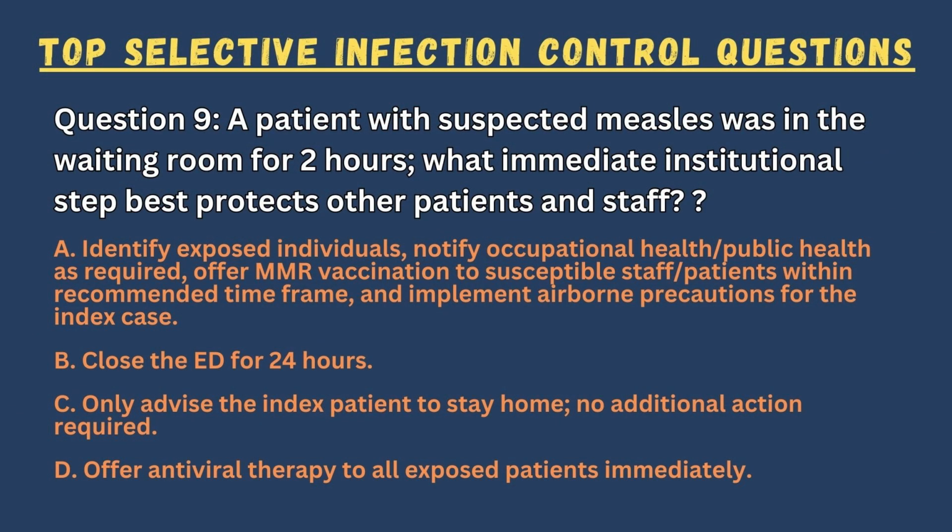Question 9. A patient with suspected measles was in the waiting room for 2 hours. What immediate institutional step best protects other patients and staff? A. Identify exposed individuals. Notify occupational health and public health as required. Offer MMR vaccination to susceptible staff or patients within recommended time frame, and implement airborne precautions for the index case. B. Close the ED for 24 hours. C. Only advise the index patient to stay home. No additional action required. D. Offer antiviral therapy to all exposed patients immediately.